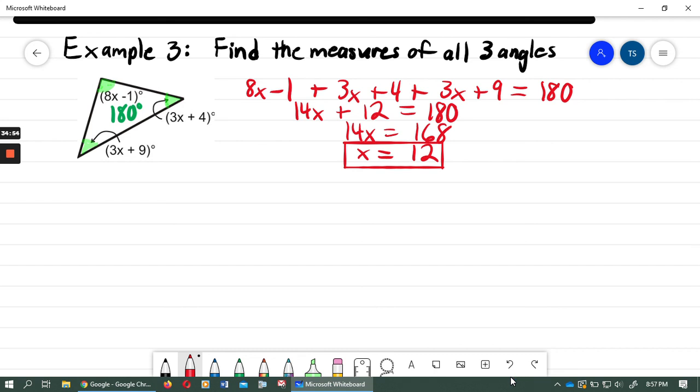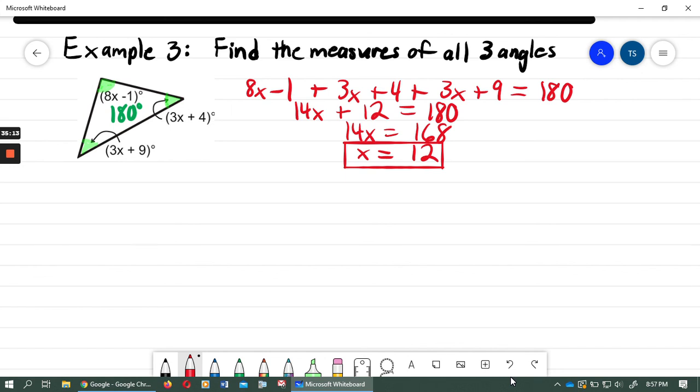Okay, so folks, x equals 12. But guess what? We ain't done yet. It ain't over yet. I thought I told you that we won't stop. Alright, so again folks, we're not done yet.